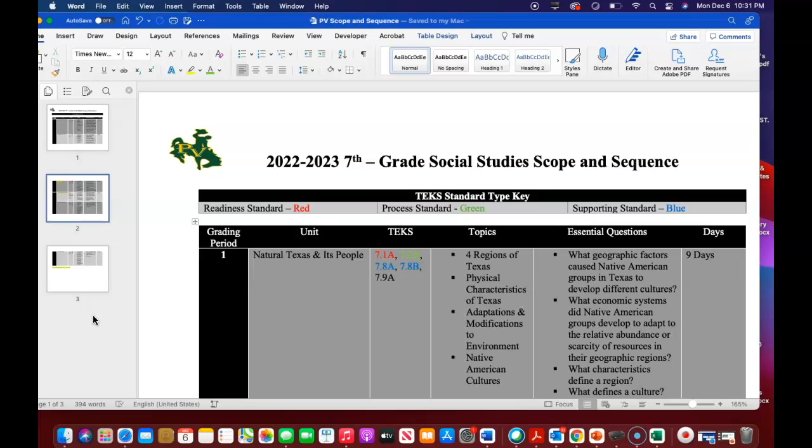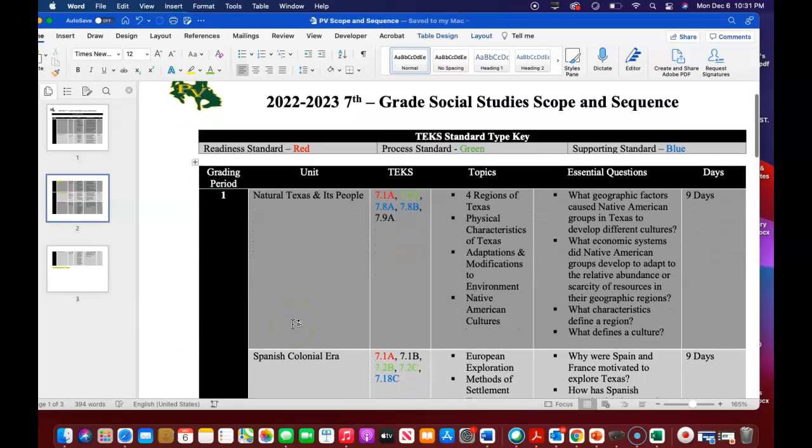All right, the first section that you'll come to on the Scope and Sequence Guide is the standard type. So as you're reviewing the TEKS, if you see a red TEK, that means that is a readiness standard. If you see a green TEK, it's a process standard. And if it's a supporting standard, it will be colored blue.